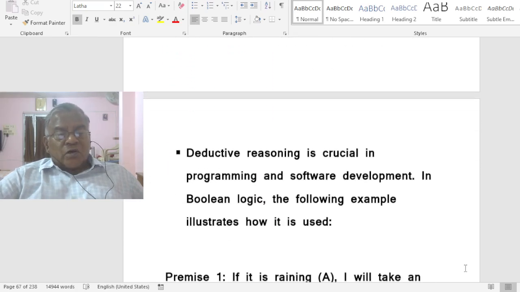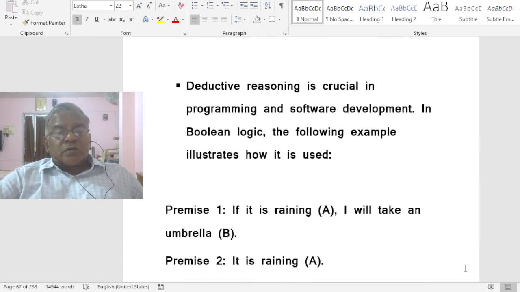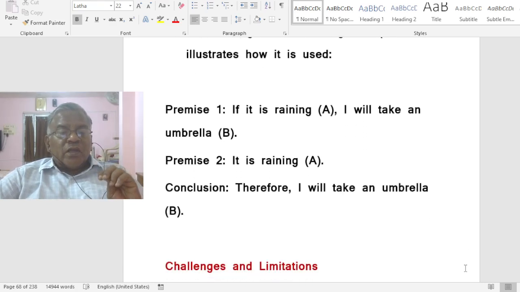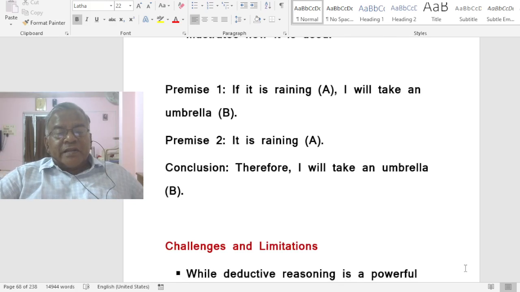Now computer science also. Deductive reasoning is crucial in programming and software development. In Boolean logic, the following example illustrates how it is used. Premise 1, if it is raining, I will take an umbrella. Premise 2, it is raining. So therefore I will take an umbrella.